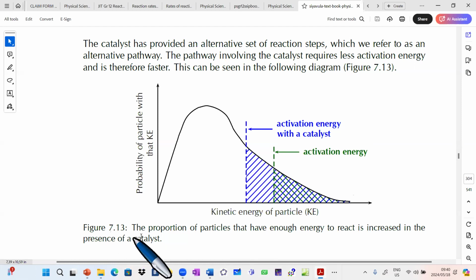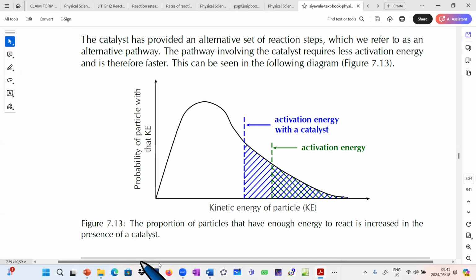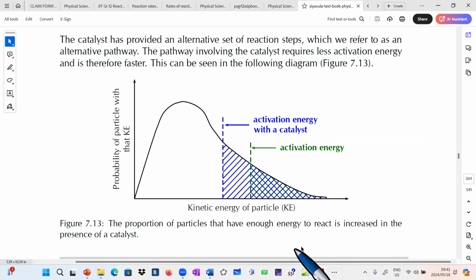Figure 7.13: the proportion of particles that have enough energy to react is increased in the presence of a catalyst. If you add a catalyst, there is an increase in the proportion of particles that have enough energy to react, and thereby the activation energy is lowered.